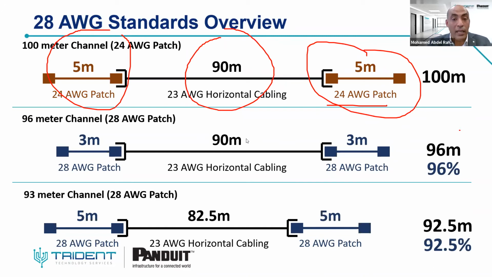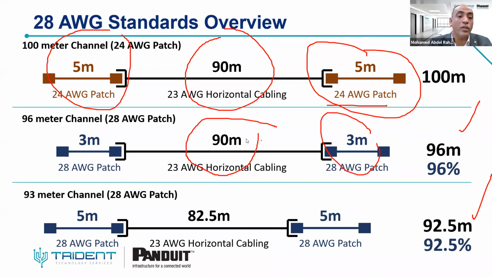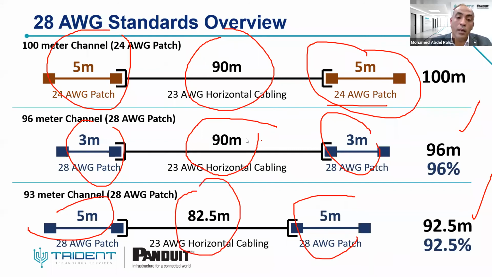So you have two examples here. You can use 80 meters or 90 meters for the horizontal cable from the solid cable, and you have 6 meters for the patch cord. The patch cord distance decreases due to the smaller size of the conductor, because attenuation may happen for the 28 AWG, so there is some derating for the channel. Also, if you need to maintain the length of the patch cord at 10 meters, you can decrease the channel to 82.5 meters for the permanent link.